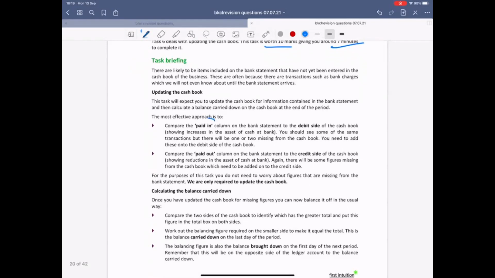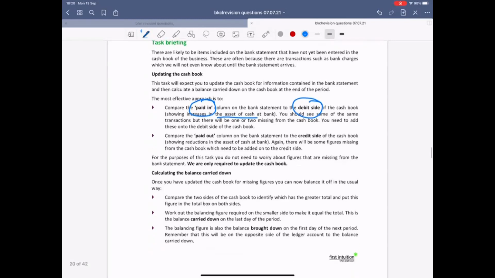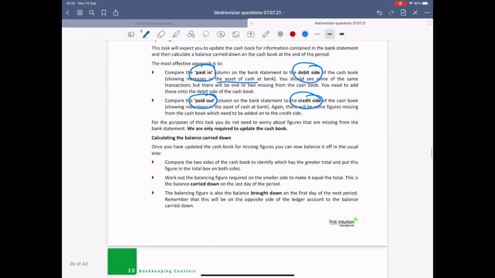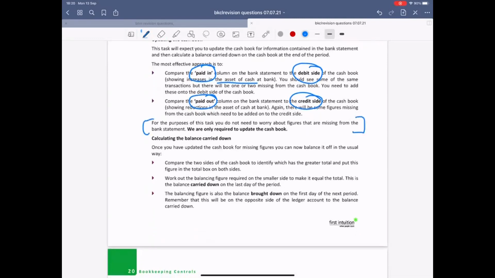When we're doing that, anything that goes into our bank account, into the paid in part of our bank statement, is going to go into the debit side of our cash book, because that's going to increase the asset of the cash at the bank. You don't often see things that you're not aware of. There might be a couple missing from the cash book you need to add on to the debit side. In terms of the paid out, it's very similar. We should be aware of what's going out of our cash book. We're going to look at the paid out side and compare it to the credit side. Again, you might just get a few figures that are missing that you need to add in. We don't need to worry about anything that's missing from our bank statement. We're only updating the cash book in task 6.